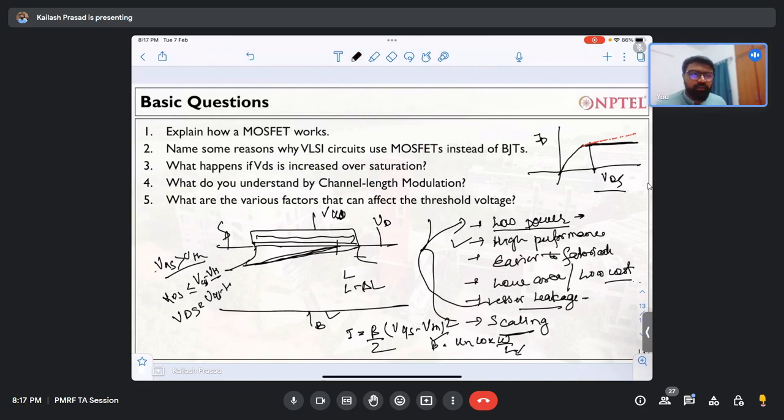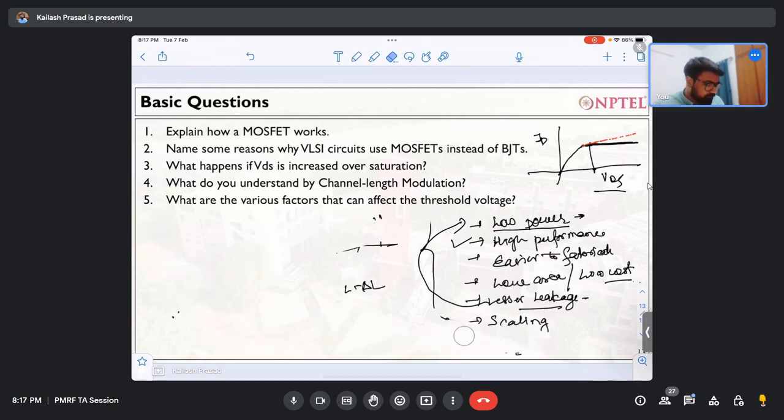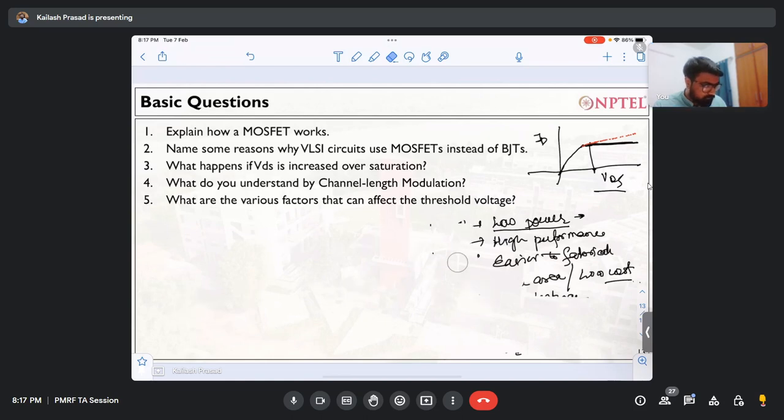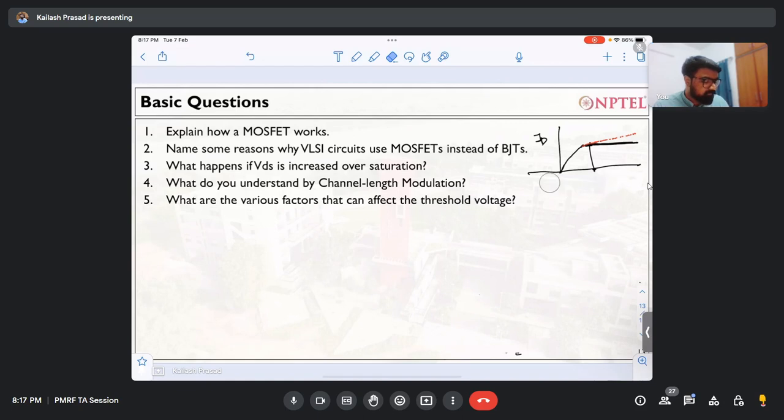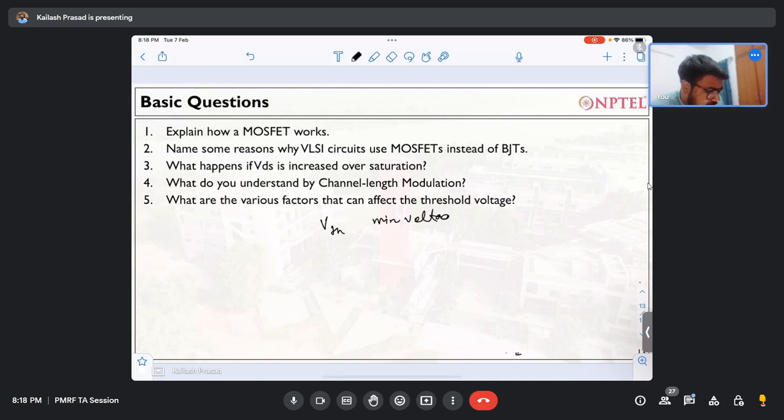Okay, moving to the last part of the basic questions. Then we have some more questions over there. What are the various factors that can affect the threshold voltage? So can anybody tell me what is threshold voltage in terms of MOSFET? The minimum voltage required to flow the current through the transistor is called threshold voltage, or we can say movement of charge from source to drain occurs when the minimum voltage VT is reached. Okay. So what you're saying is, it is the minimum voltage to make the current flow.